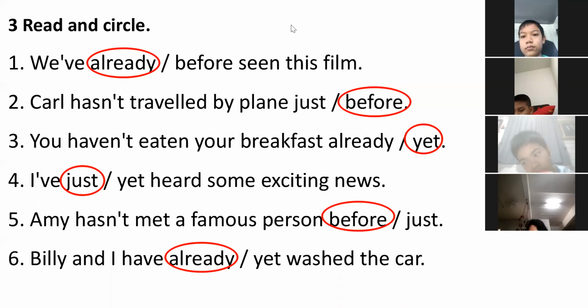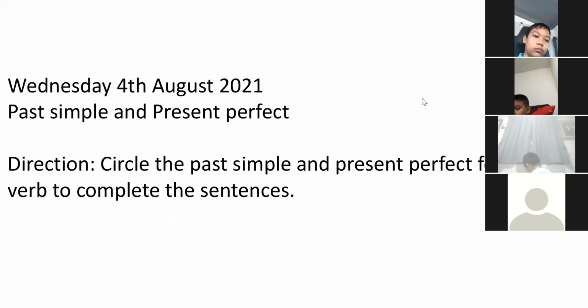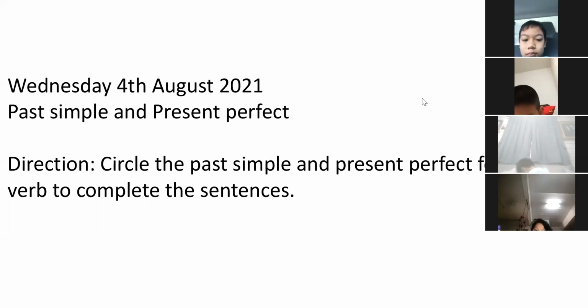Please get your yellow book. Write the date today. Write past simple and present perfect. Write the direction. Circle the past simple and present perfect form of the verb to complete the sentences. Okay. Write the date today. Write past simple and present perfect and write the direction.